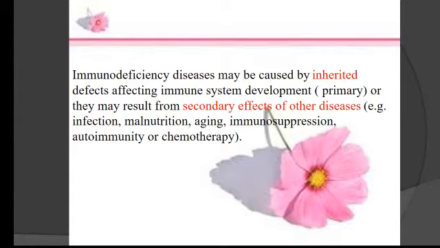Immunodeficiency disease may be caused by inherited defects affecting immune system development primarily, or they may result from secondary defects of other diseases. Example: infection, malnutrition, aging, immunosuppression, autoimmunity, or chemotherapy. These are the immunodeficiency diseases.